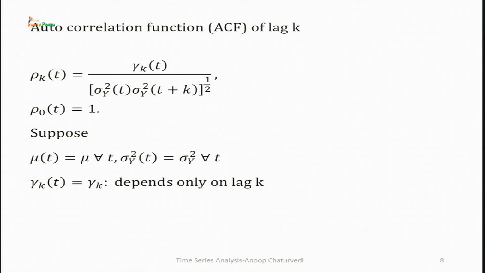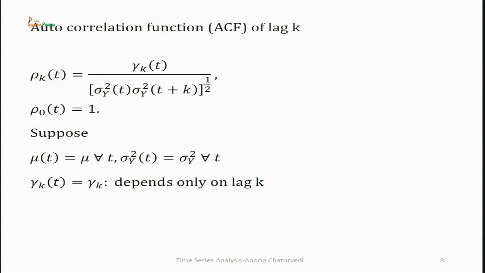Now, we define the autocorrelation function of lag k. Rho k t is equal to gamma k t divided by sigma square y t times sigma square y t plus k, to the power half. This is how we define the correlation coefficient between two variables x and y: the covariance between x and y divided by the square root of the variance of x into the variance of y. So, the same formula we have used here also.